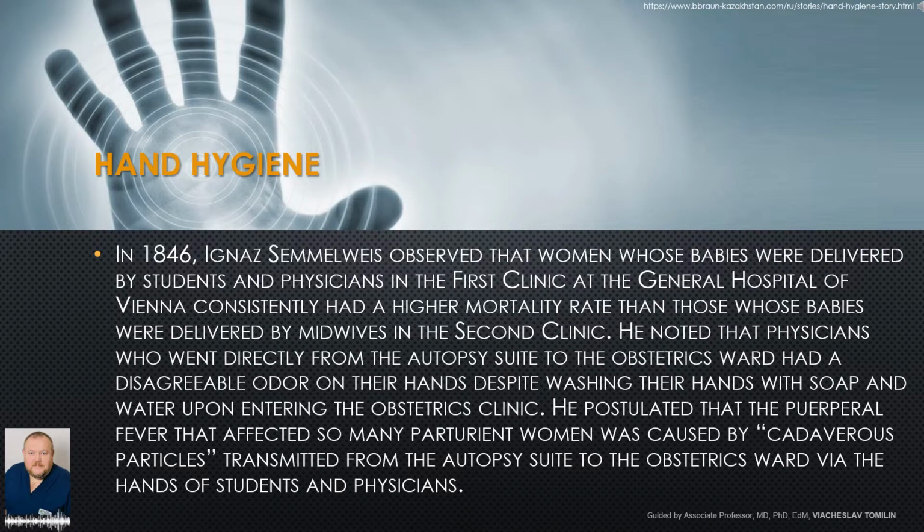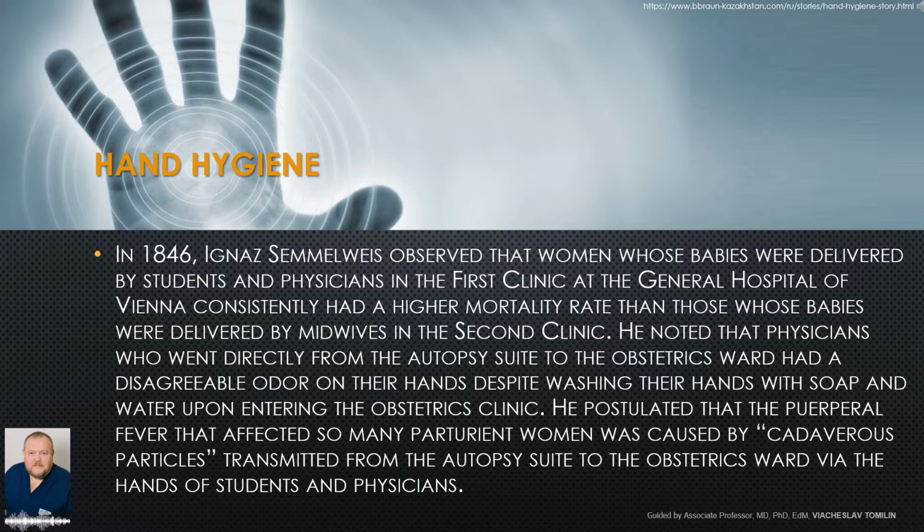In 1846, Ignaz Semmelweis observed that women whose babies were delivered by students and physicians in the first clinic at the General Hospital of Vienna consistently had a higher mortality rate than those whose babies were delivered by midwives in the second clinic. He noted that physicians who went directly from the autopsy suite to the obstetrics ward had a disagreeable odor on their hands despite washing their hands with soap and water upon entering the obstetrics clinic.